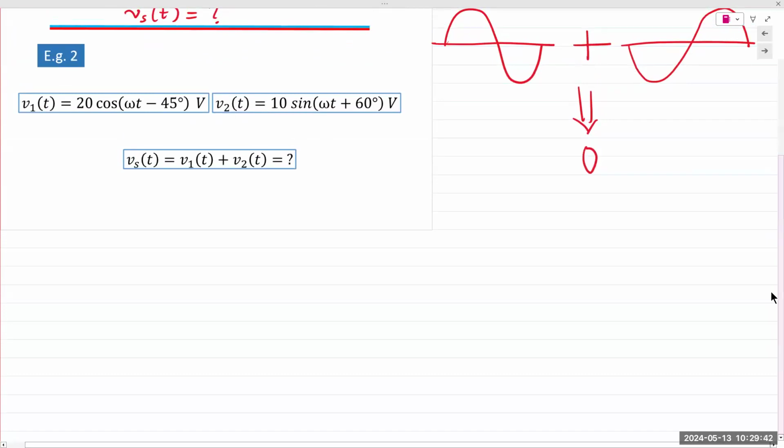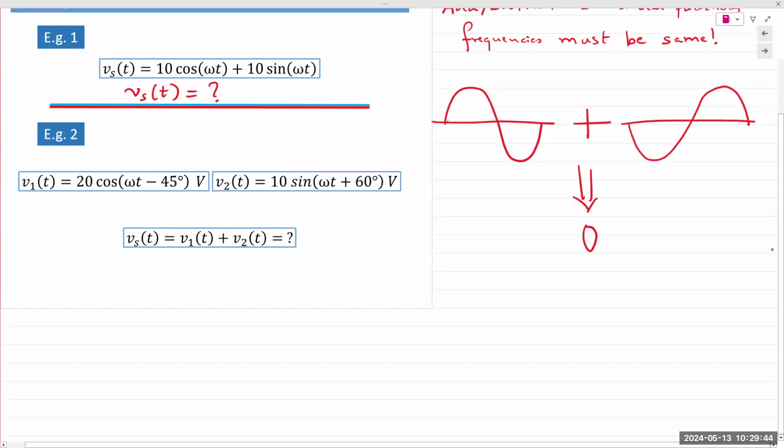Okay. As I said, first step you have to ensure is the frequency is the same. If you look at the frequencies, the value is not given. It's simply listed as omega. So even though the value is not given, it is the same, and we can add them. Right? So first step, frequency must be the same.